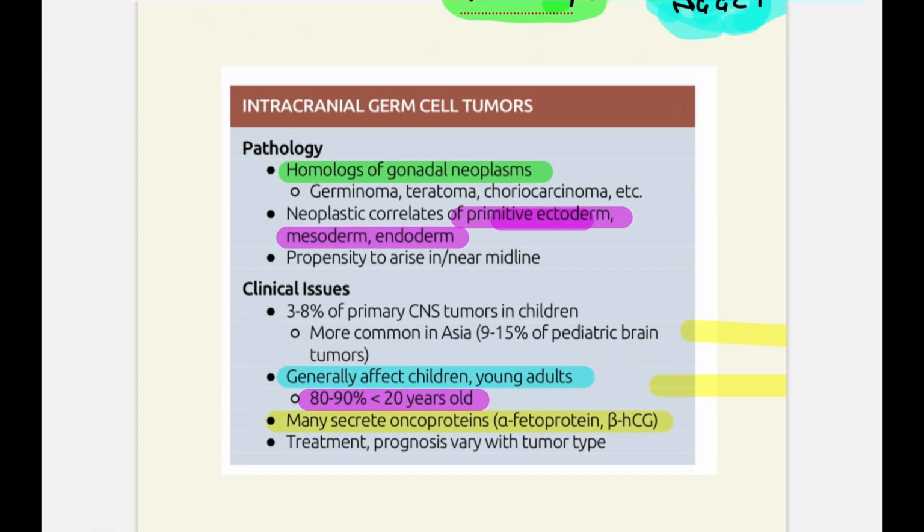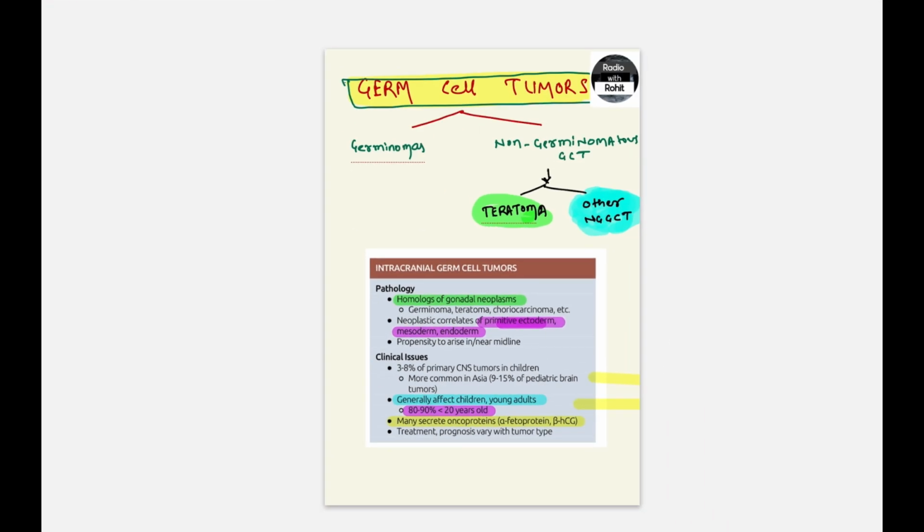So while we discuss what an intracranial germ cell tumor is, this tumor table is from Osborn. It is homologous to gonadal neoplasms. It has ectoderm, mesoderm, and endoderm. It generally affects children or young adults. 80 to 90% of patients are under the age of 20 years. It may secrete oncoproteins, alpha fetoprotein or beta HCG.